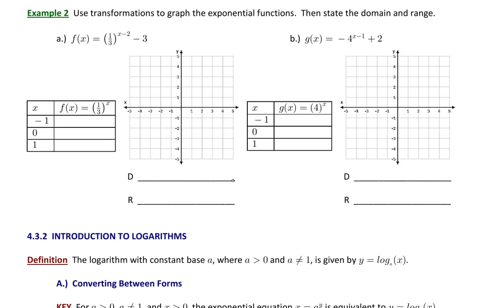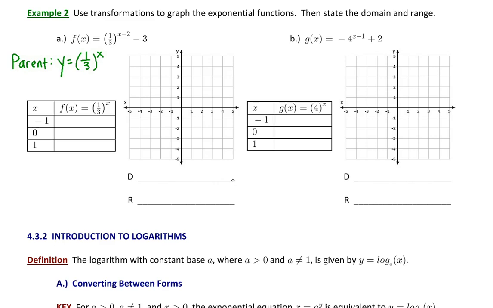Let's look at example 2. Now that we have a new parent function, of course we can execute transformations. So we want to use transformations to graph the exponential functions and then state the domain and range. So on our first example, we have f of x equals 1/3 to the x minus 2 minus 3. We want to notice here that our parent function is the basic exponential function y equals 1/3 to the x. So we have a decreasing exponential function.